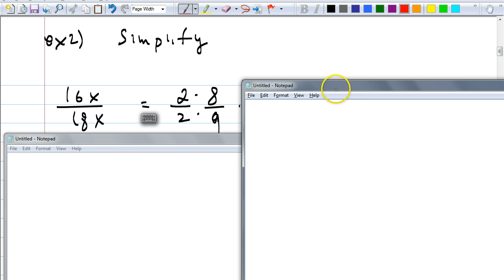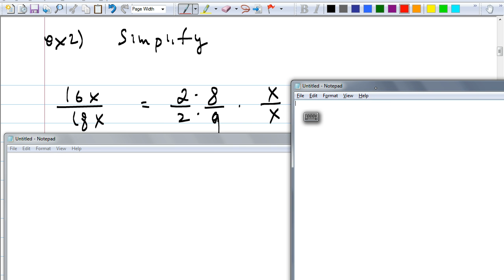And then x over x. Is that right? Could we rewrite it this way? If you don't believe me, what is 2 times 8? 16. What's 2 times 9? 18. And because I knew that 2 goes into 16 and 18, I knew that I could do it this way, right? Isn't that right? Basically the same thing as dividing top and bottom by 2, isn't that right? So what do you think the answer is? Aiden?